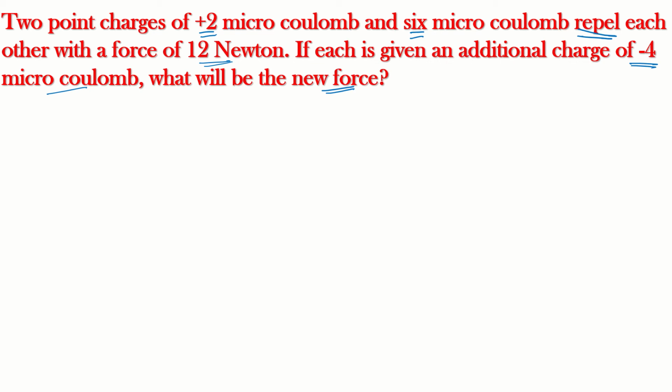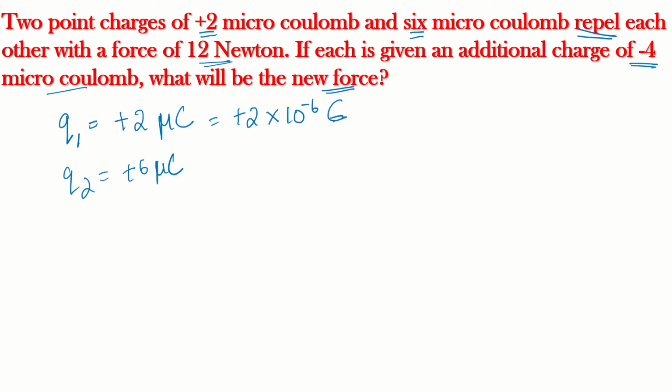So there are 2 point charges and they have given the charges. Q1 is plus 2 microcoulomb, then Q2 is 6 microcoulomb, and see they have given in microcoulomb. So we have to convert this to coulomb. Alright. So plus 2 into 10 raised to minus 6 will give us the charge in coulomb. This will be plus 6 into 10 raised to minus 6 coulomb.